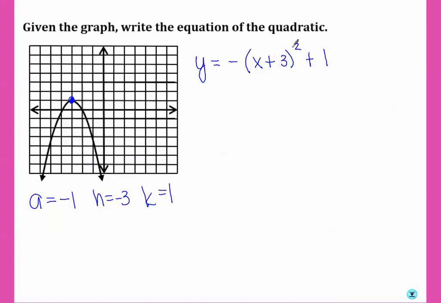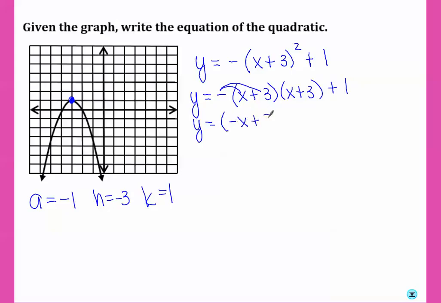So the first thing we need to do is get rid of this squared. And if you recall, squaring means to multiply something by itself. So we're going to have -(x plus 3) times (x plus 3) plus 1. To make things a little easier, I'm going to distribute the negative into our first parentheses first. You only change the first parentheses. And then we need to multiply out these two parentheses.